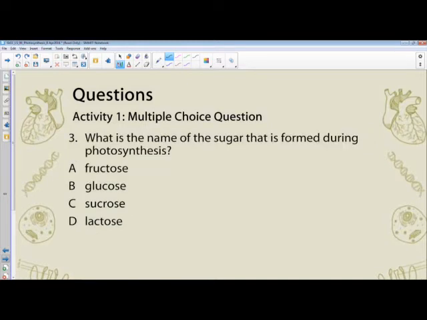What is the name of the sugar that is formed during the process of photosynthesis? A. Fructose, B. Glucose, C. Sucrose, and D. Lactose.